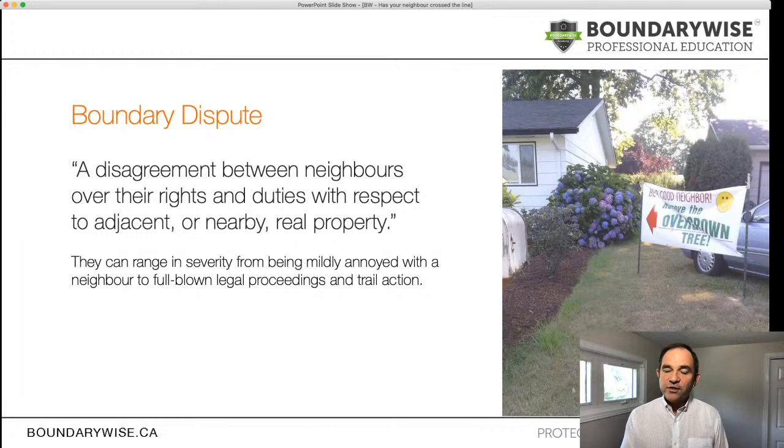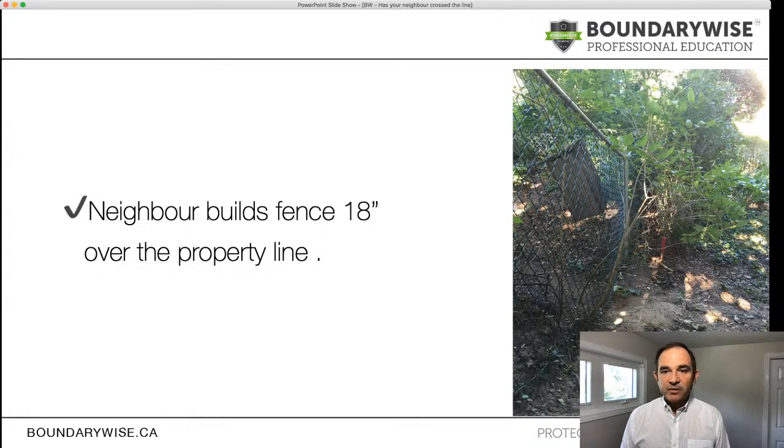So yeah, they range in severity from just mild annoyance to full-blown legal proceedings that can take decades to resolve, believe it or not. Here's an example of what actually happens. This is a neighbor building a fence 18 inches over the property line. Why would this happen? Well, it happens because the neighbor thought they knew where the property line was. Let's give them the benefit of the doubt. They built the fence where they thought the property line was.